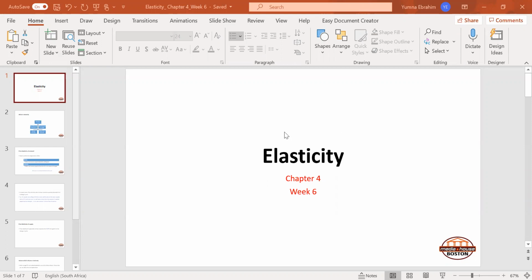In this recording, we move on to chapter 4 and we look at elasticity. The concept of elasticity builds on your understanding and your knowledge of supply and demand. In the chapter on supply and demand, when we looked at demand, we knew that the law of demand states that as the price of a good decreases, the quantity demanded increases. That is the basic rule, or rather law, of demand.